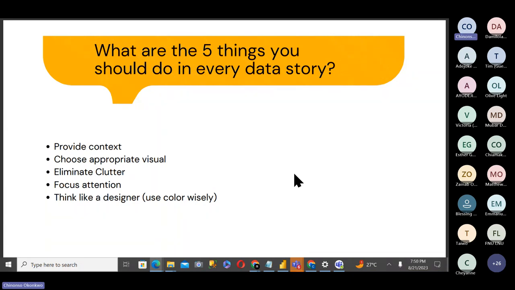Then the next tip: eliminating clutter. At the end of it, you have your legend and your active titles. Sometimes the title of your chart is already pretty descriptive, so you don't need to add more. If there is too much information, people are overwhelmed.